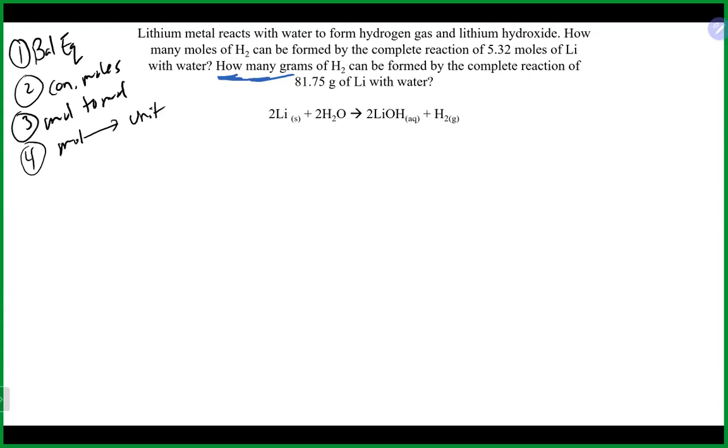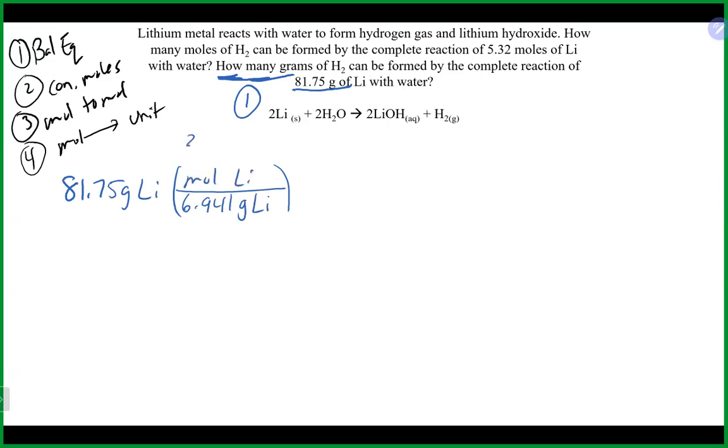Okay, so let's see how you're doing. Once again, we want to start with our 4 steps here. Obviously, we already did our balanced equation, so that's good. In this case, we are given lithium in grams, which means we do need to convert it to moles. So that's really the second step: take what they gave us, which is 81.75 grams of lithium, and using the molar mass of lithium from the periodic table, we want the grams on the bottom so that they cancel, and moles up on top. That's our second step.